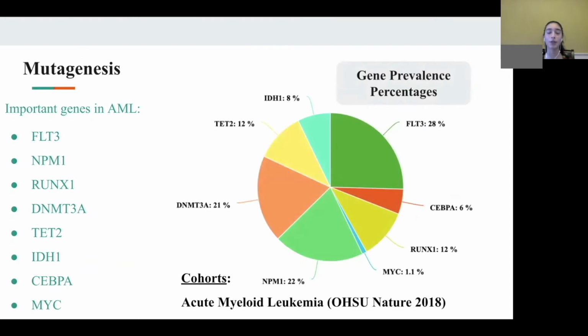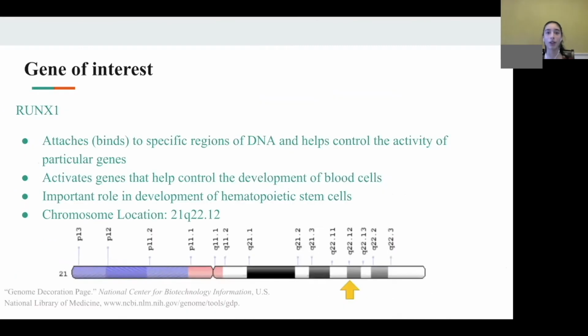Here is a list of some of the most prevalent genes in AML and a pie chart comparing them all together. FLT3, RUNX1, CEBPA are the genes I will be focusing on today. Our gene of interest is RUNX1. The RUNX1 gene provides instructions for making a protein called RUNT-related transcription factor 1. This protein interacts with other proteins called core binding factor beta, or CBF beta, which help RUNX1 bind to DNA and prevent it from being broken down.